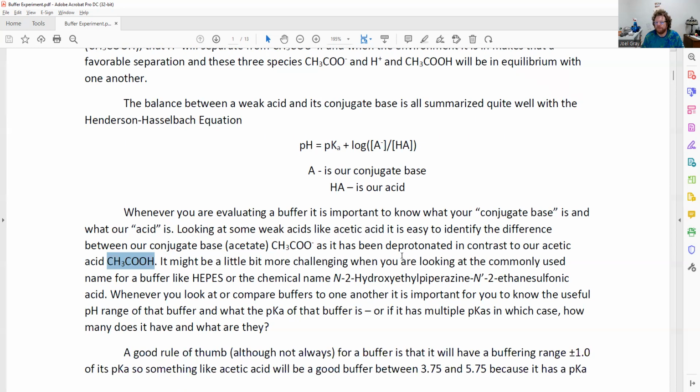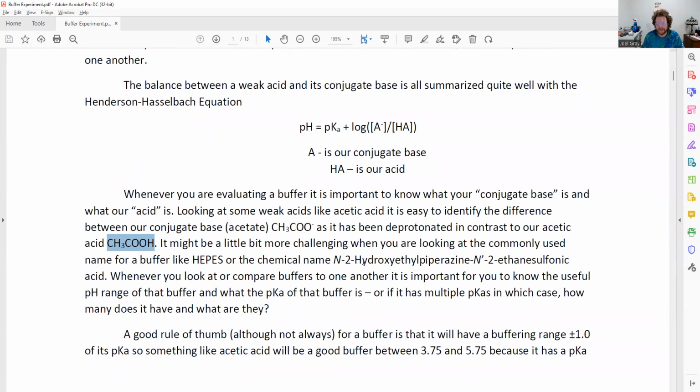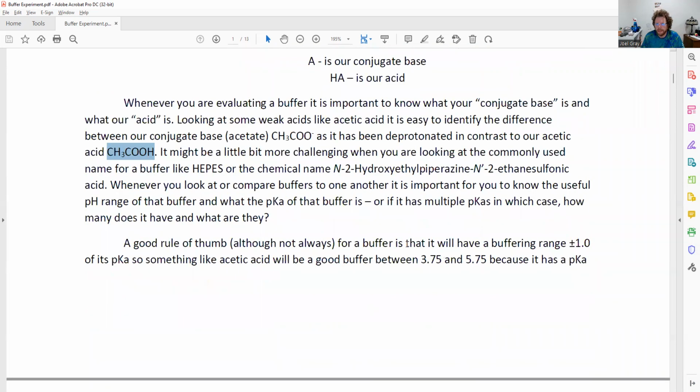Now, a good rule of thumb is that any molecule is going to have a buffering range of plus or minus 1 of its pKa. For instance, acetic acid has a pKa of approximately 4.75. You might see it reported as 4.8. Plus or minus 1 from that means that you're going to have a buffering range that goes as high as 5.75 and as low as 3.75. So an acetic acid buffer, or a sodium acetate buffer, will be functional at a pH of 4.5 or 5.5.